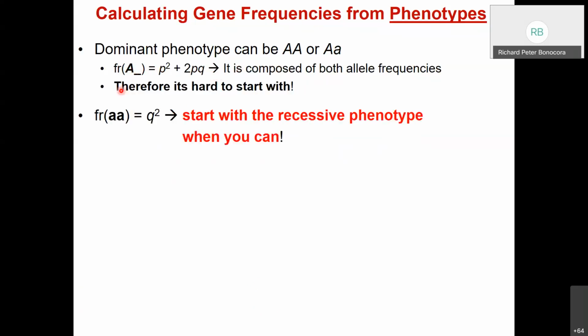However, if we look at those that have the recessive phenotype, there's only one component, it's q squared. And this is something that we can really start to use to start solving these problems of what the allele frequencies are. So whenever possible, start with the recessive phenotype.